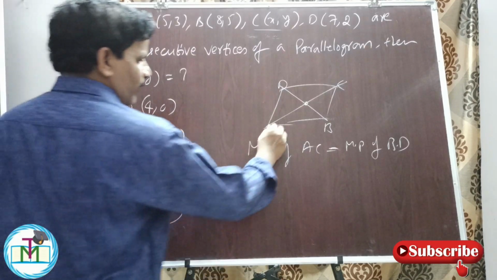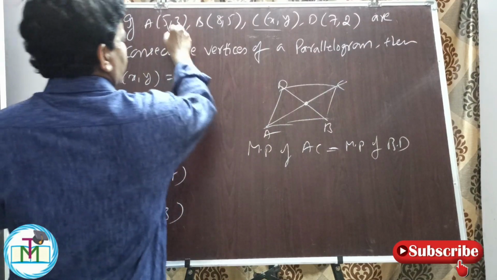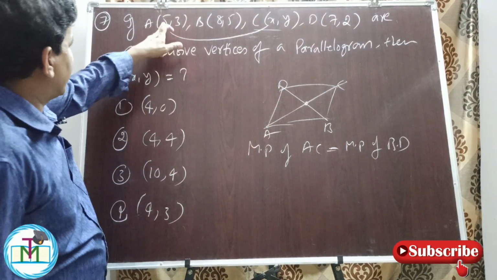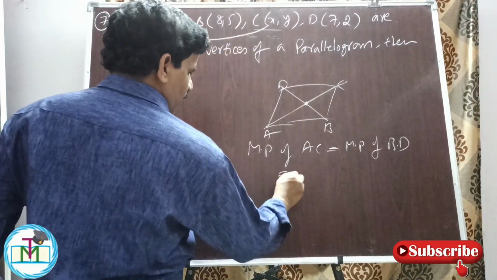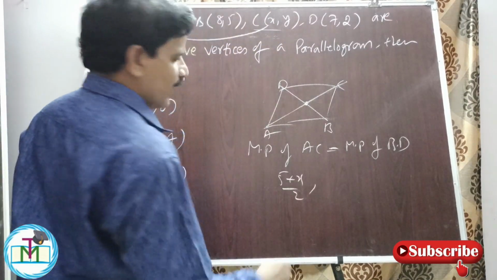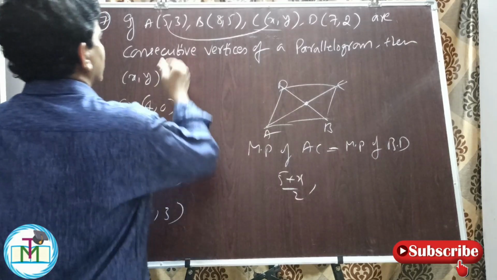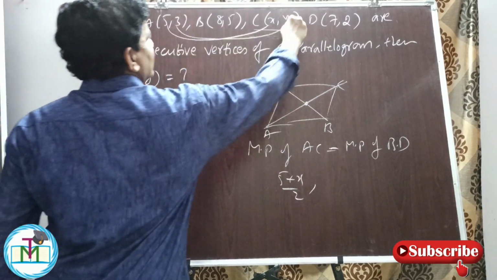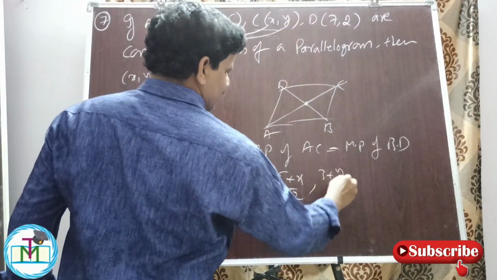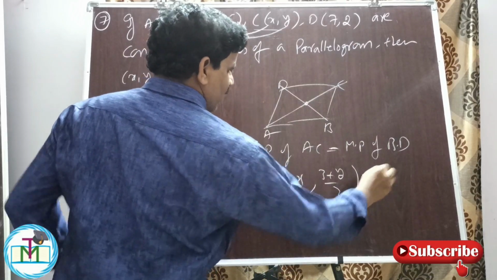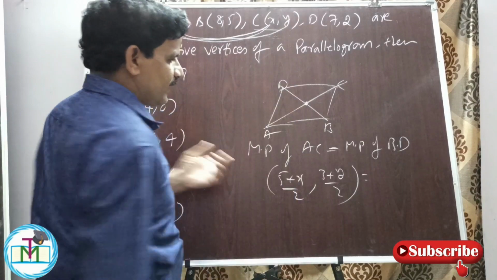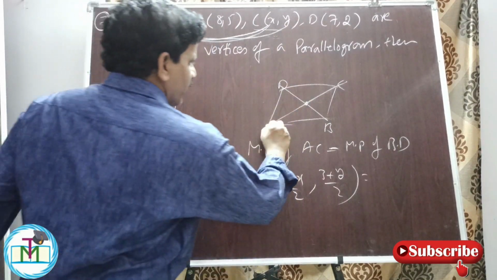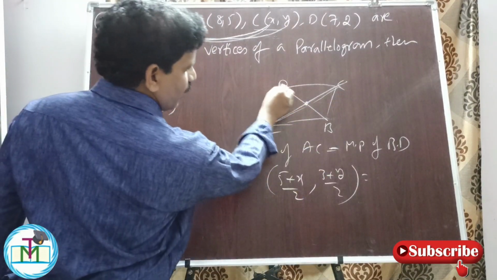I want the midpoint of AC, meaning this point. x1 plus x2 means (5 plus x) by 2, comma (y1 plus y2) by 2, nothing but (3 plus y) by 2. So this is for AC. For the vertices A and C, I calculated the midpoint. The midpoint of AC is equal to the midpoint of BD.